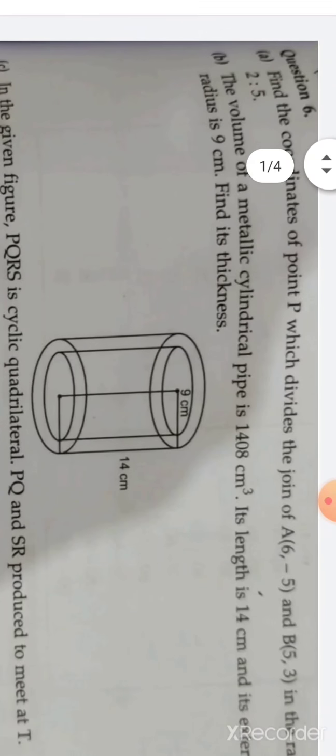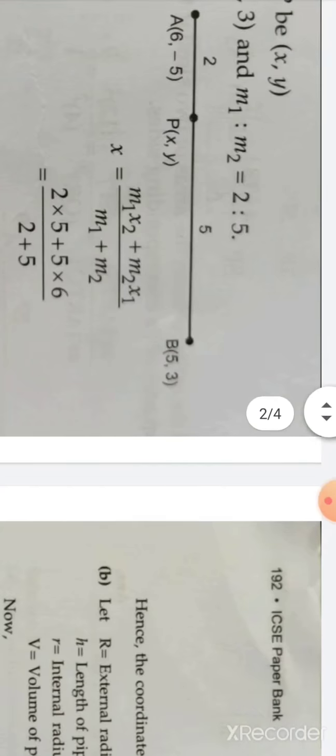Now let us see question number 6b part. The volume of a metallic cylindrical pipe is 1408 centimeter cube. Its length is 14 centimeter and its external radius is 9 centimeter. Find its thickness. So here the figure is already given to you. The volume is also given, and the length, that is the height of this cylinder, is given. Also the external radius is given, so we want to find the thickness.